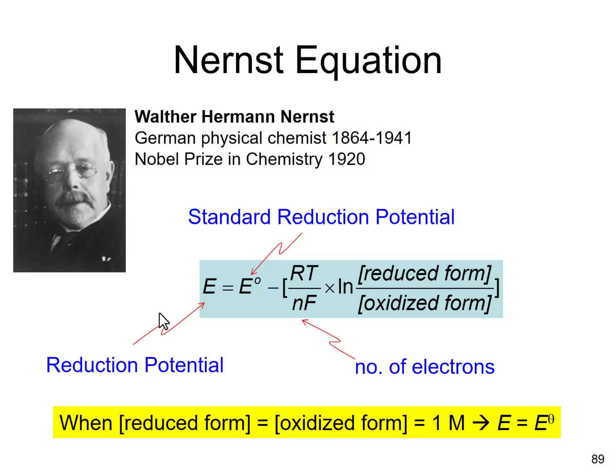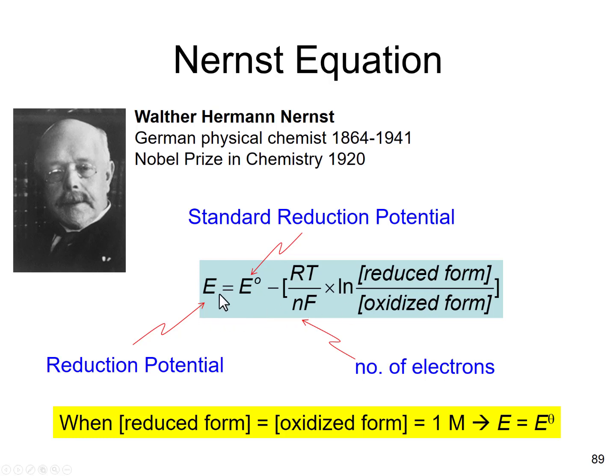And the Nernst equation was named after Walter Hermann Nernst, who was a German physical chemist born in 1864 and died in 1941. He won the Nobel Prize in Chemistry in 1920. And he defined this equation whereby you can relate a reduction potential to the concentration of the species involved.